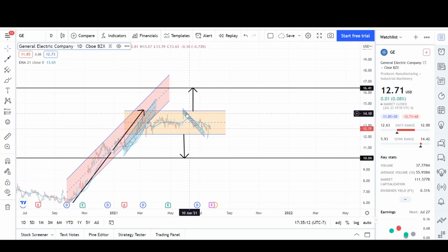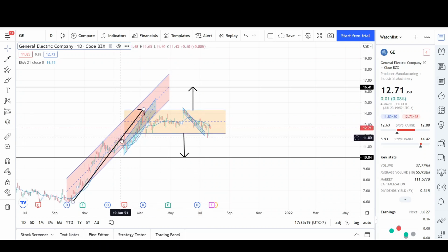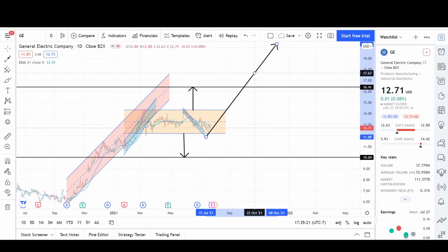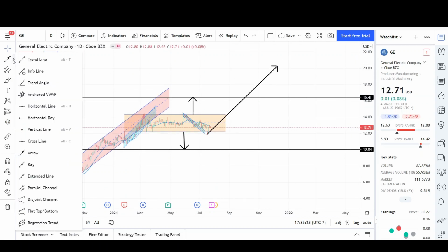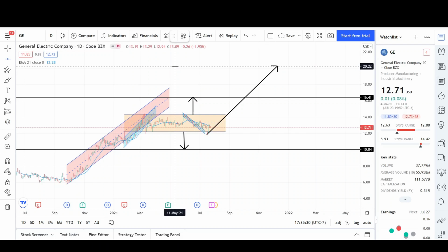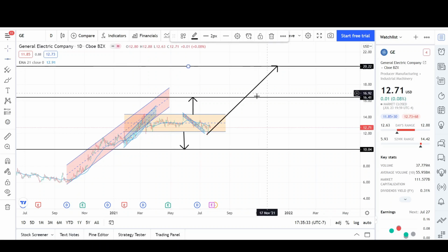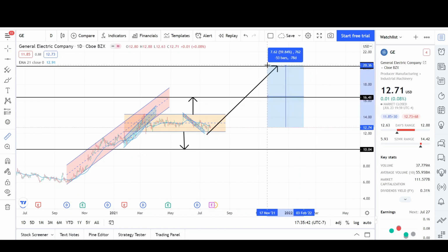So correction doesn't mean it's a downtrend. Like this is a correction too, but a correction could also be sideways, like what we got here. And go ahead and move this up, and then let's just say these were the lows, and then the target that price could reach in the near future, probably end of this year, is a $20 level, and that would be a larger percentage gain of about 59%.